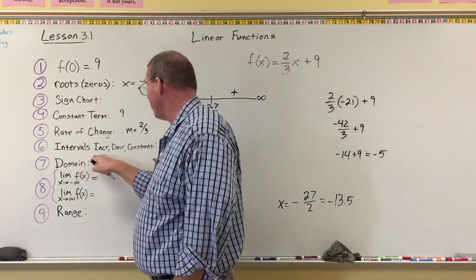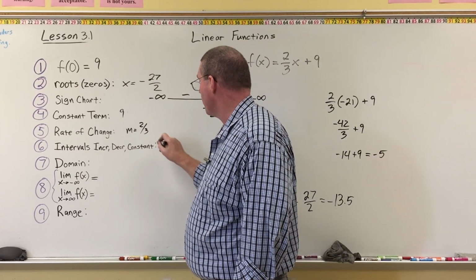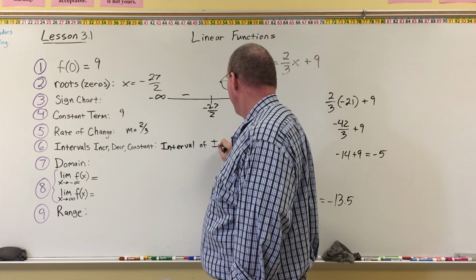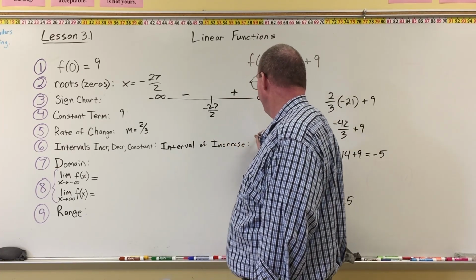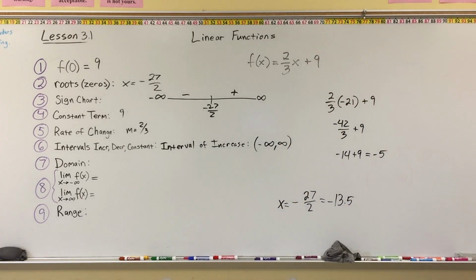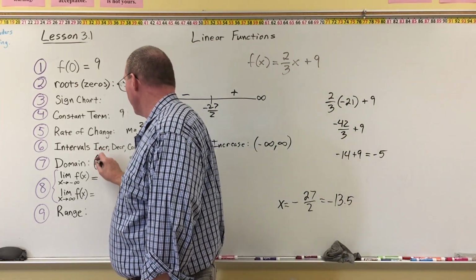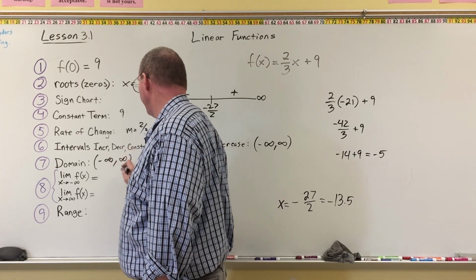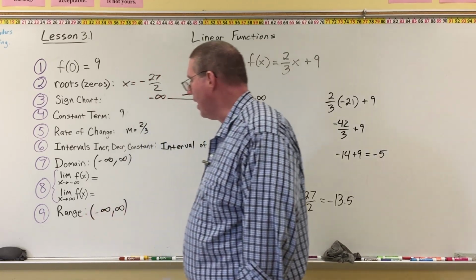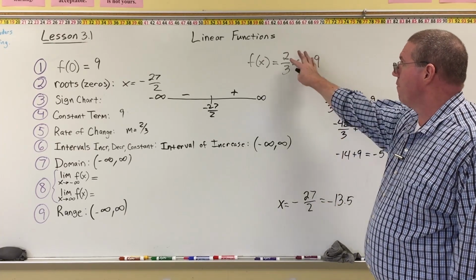Let's go down here to intervals of increase, decrease, and constant. Well, the rate of change is a positive number, so that means we have an interval of increase. And the interval of increase is negative infinity to positive infinity. Because we only have one interval, it's always negative infinity to positive infinity for linear functions. The domain, we already know, is negative infinity to positive infinity. By the way, we already know the range is negative infinity to positive infinity because we can get any number as an answer. Every number is an answer for every linear function.